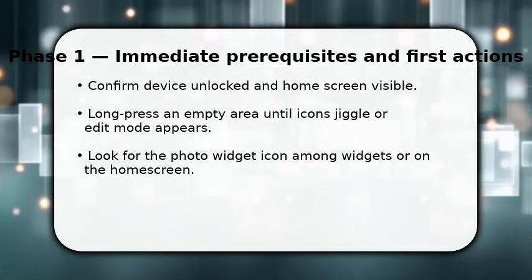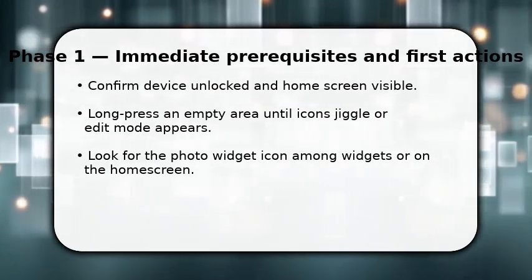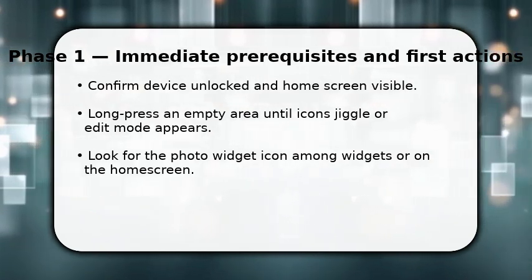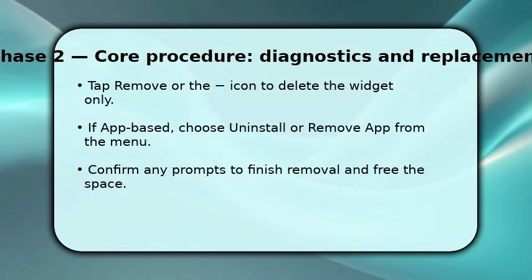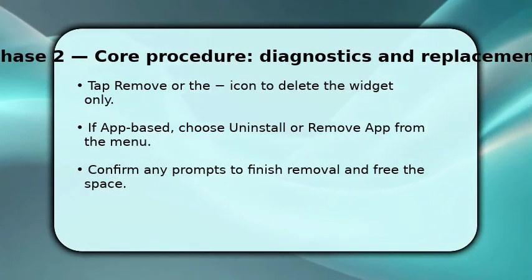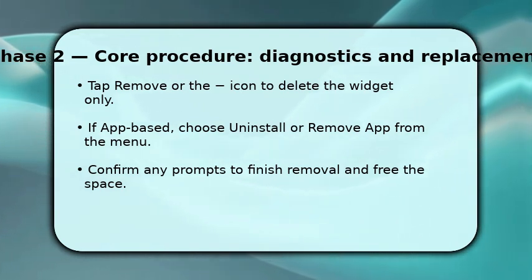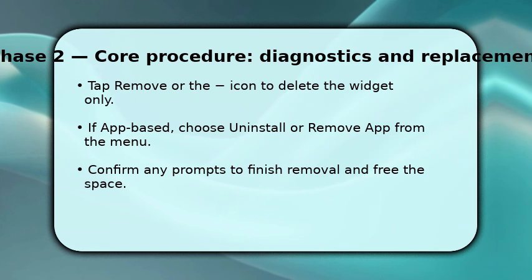After identifying it, tap the remove or minus option. That begins the deletion process and prevents accidental loss of photos. Now you execute the removal. If it's a simple widget, tap remove or the minus sign and confirm. That detaches the widget but leaves the app and photos intact.